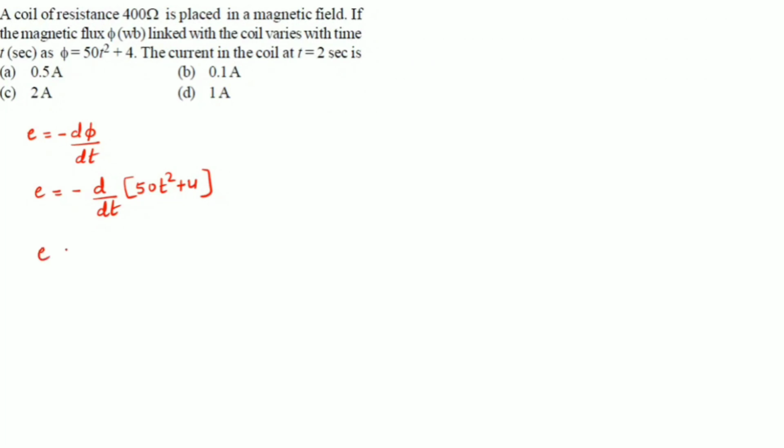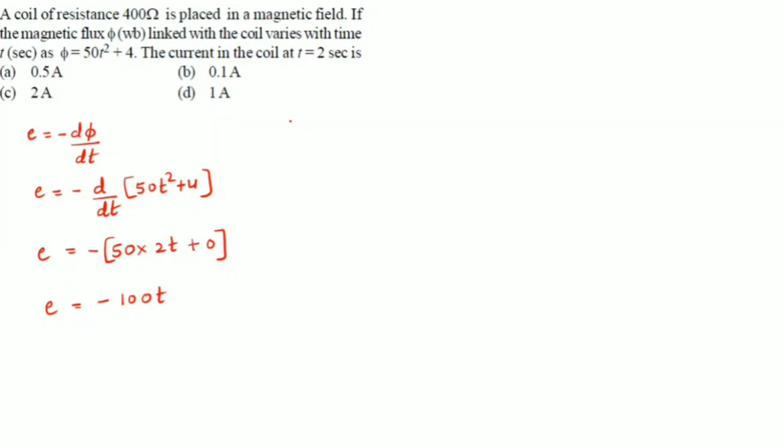Differentiate this equation. E equal to minus, keep as it is, d by dt of 50 t square, where 50 is constant. d by dt of t square is of the form x raised to n, so we can write 2t, plus this is 0. Or we can write it as E equal to minus 100t.